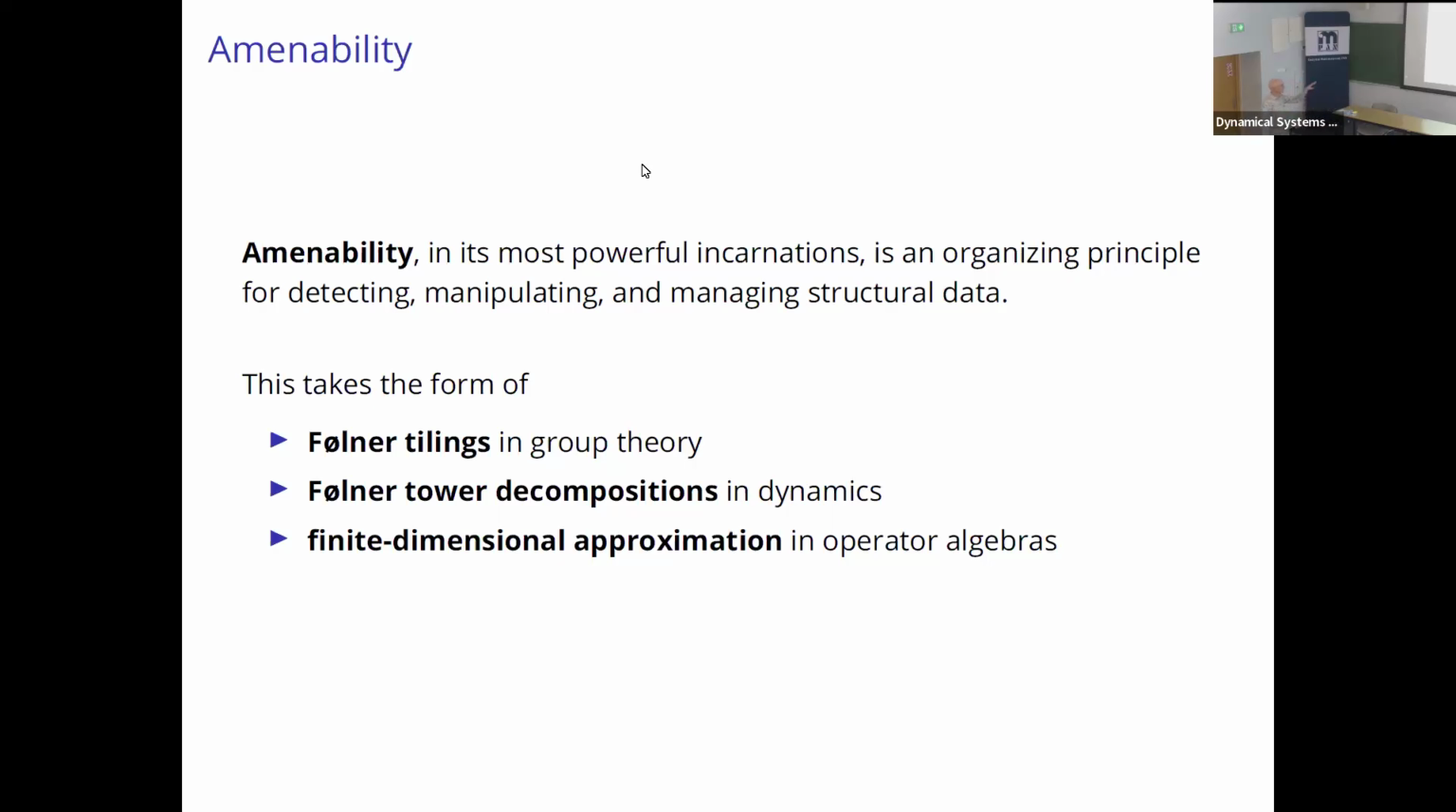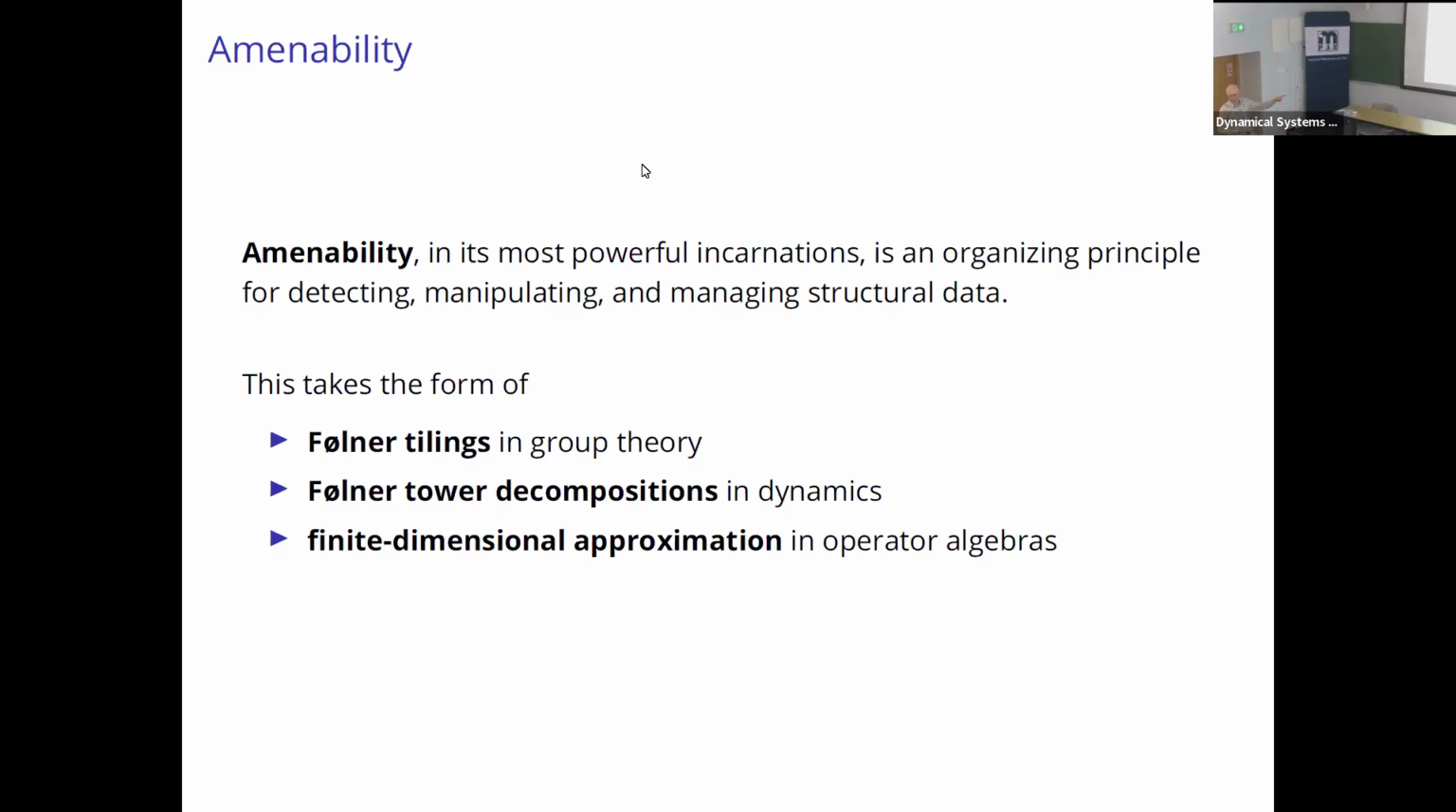So I mentioned group theory. In group theory, Følner tilings, so tilings by approximately invariant sets. I'll give you some pictures of what that means. Correspondingly in dynamics, so actions on measure spaces, also actions on compact spaces, as we'll see a little bit later here, tower decompositions by approximately invariant sets. Again, I'll explain what this means. In operator algebras, things, in a sense, simplify. We talk about finite dimensional approximation, and amenability can be expressed in different ways, but essentially it's a property of finite dimensional approximation in its strongest possible form.